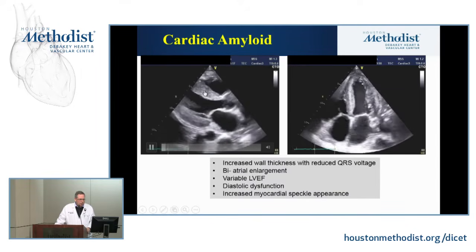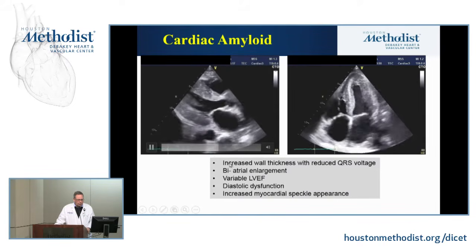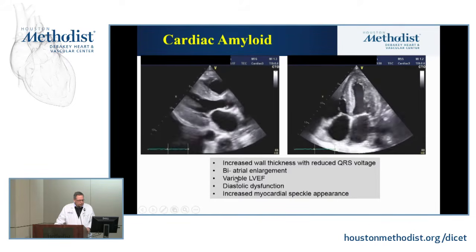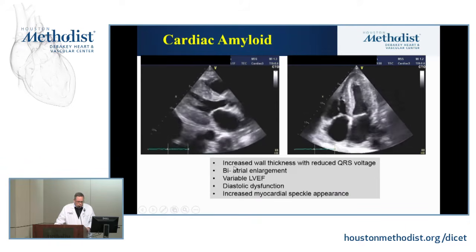We talk about glistening of the myocardium here. I can show you some end-stage renals that look even better than this. So this is not necessarily a very helpful thing. EF can be variable. They do usually have biatrial enlargement because of the functional abnormalities. Diastolic dysfunction is practically always there. And then you have this increased speckle appearance. Yes, if you have it, but you can't hang your hat on that one.